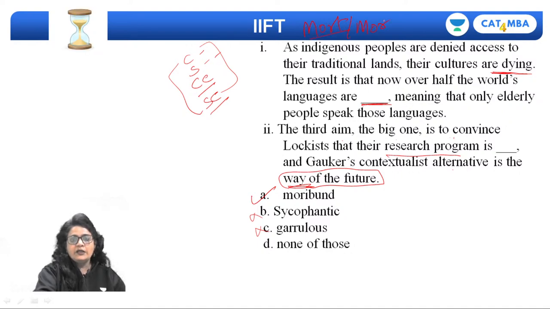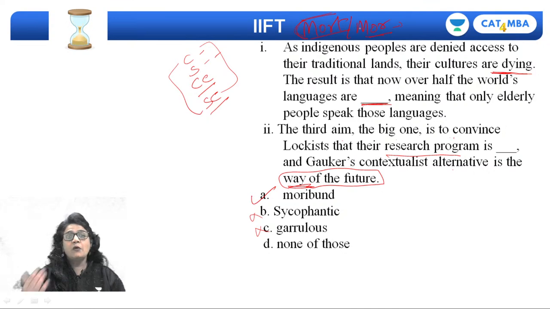M-O-R, M-O-R-T, both roots come from death. So M-O-R-T: mortal, immortal, mortgage, mortuary, mortification, all words come from death. M-O-R: moribund. So after death, there is no progress. Moribund is a point where no progress is happening.